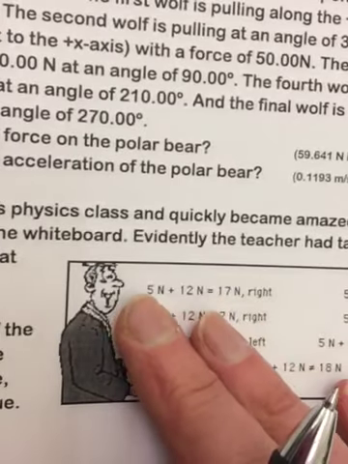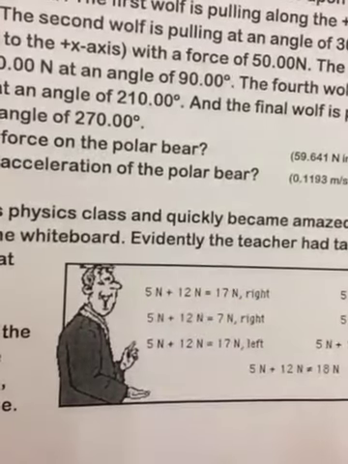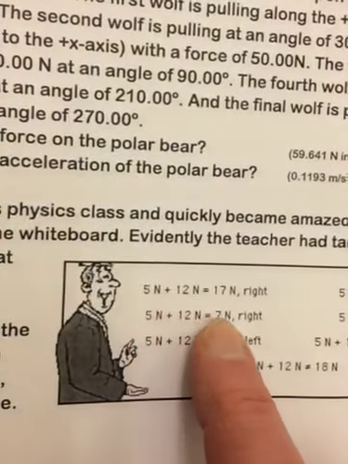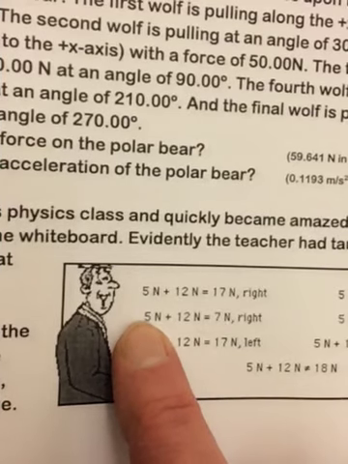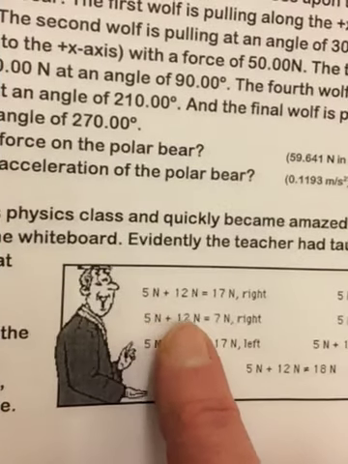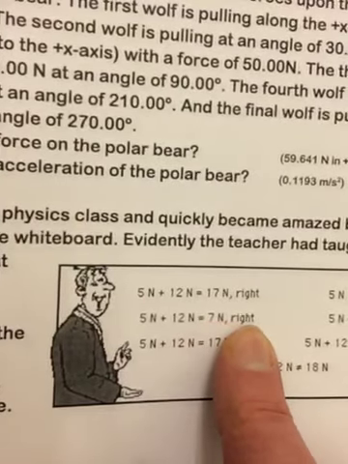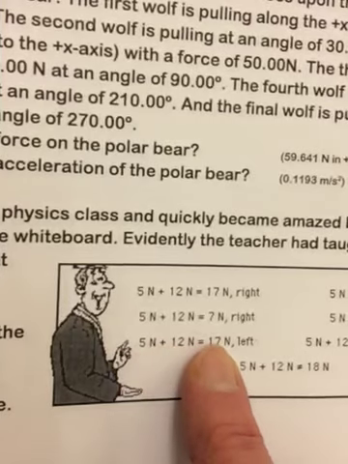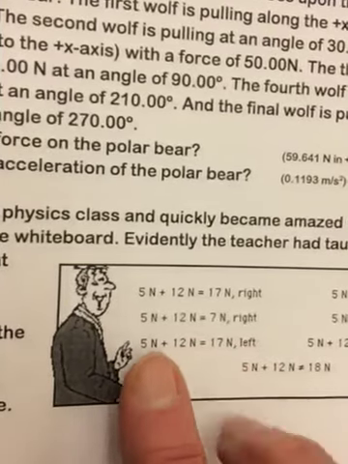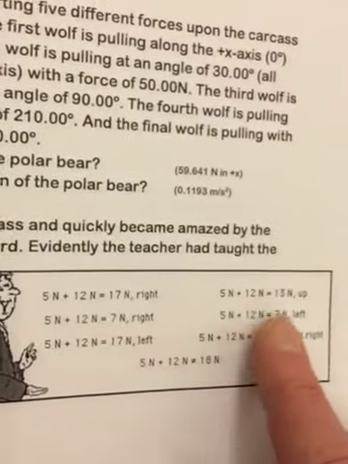The only way that could be true is if both 5 and 12 are going to the right, and so you would add them up. 5 plus 12 is equal to 7 newtons to the right. The only way this would be true is if this is a vector going 5 newtons to the left and 12 newtons to the right, you would then subtract them and keep the direction of the larger one, 7 to the right. 5 plus 12 is equal to 17 to the left. They both must be going to the left.